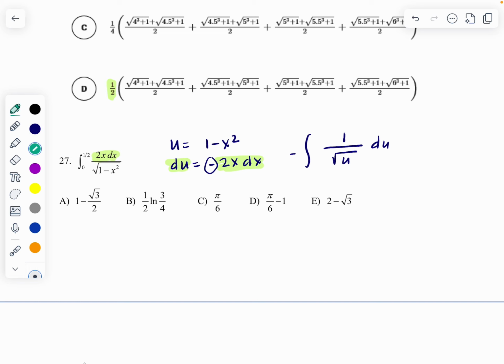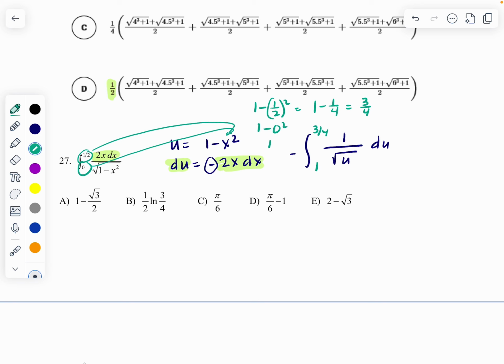Now, let's change our boundaries. If I plug in 1/2 into here, ooh, that's kind of gross. So that's 1 minus 1/2 squared, which is really 1 minus 1/4, which is 3/4. If I plug in a 0 into here, I'm going to get 1 minus 0 squared, which is just 1. So that wasn't so bad. Okay, now you guys, this problem is just really, really gross, but let's see what we get.